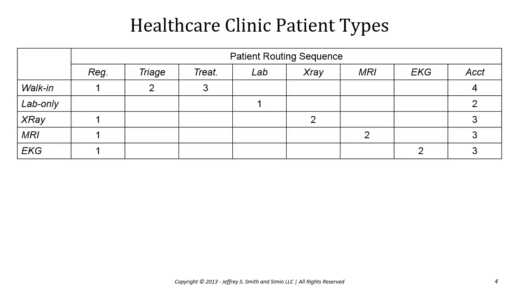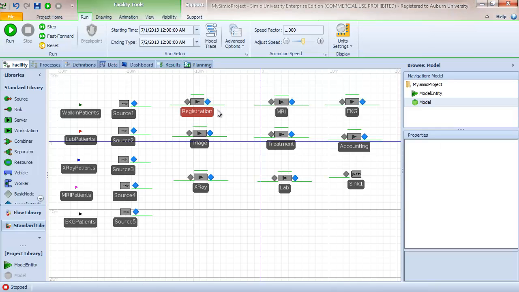So in our model, we're going to have several different entity types going to registration first, and when they come out of registration, the walk-in patients go to triage, the MRI patients go to MRI, the X-ray patients go to X-ray, and so on. So we'll have several alternatives emanating from many of the sources. The question is, how do we implement those choices? Well, we could use something like selection weights, but that would be fairly complicated, and it would also be difficult to add new patient types.